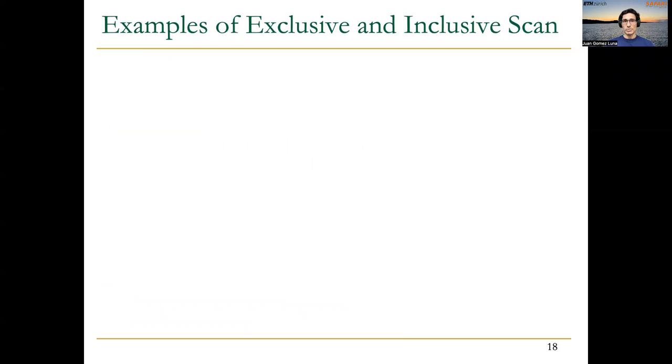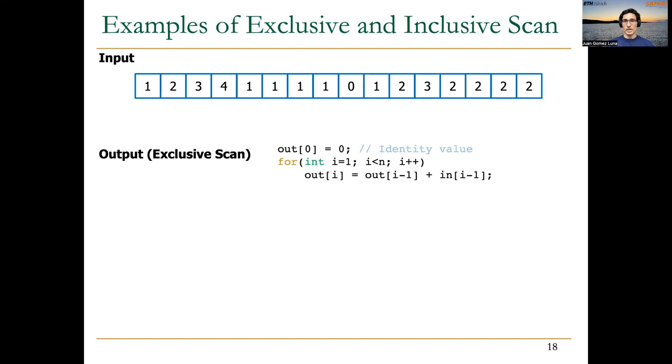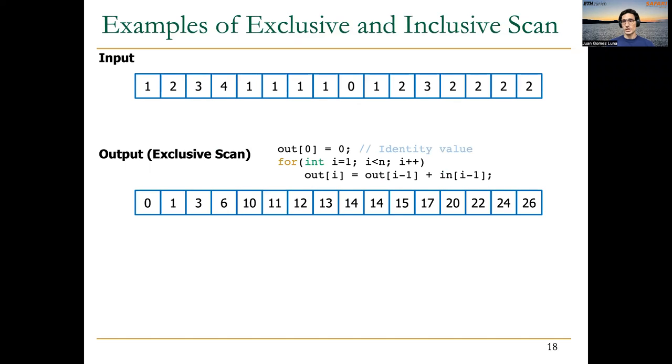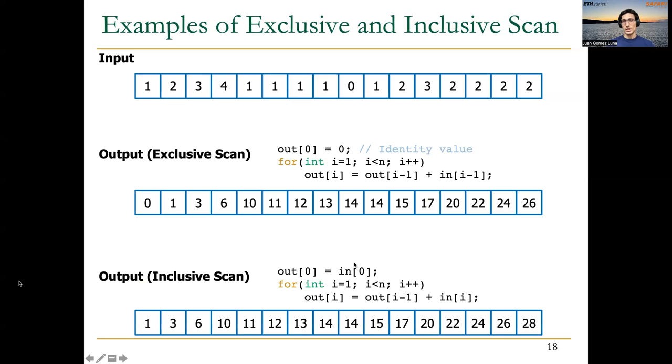Let's take a look at a couple of examples, one for exclusive and the other one for inclusive scan. Let's consider this our input array, and to calculate the output in an exclusive scan, notice that we initialize the first element of the output array to the identity value, and then we start iterating over the elements and adding the previous output element to the current input element. So this would be the output for an exclusive scan. For an inclusive scan, we initialize the first element to the first element of the input, and this would be the output in this case.